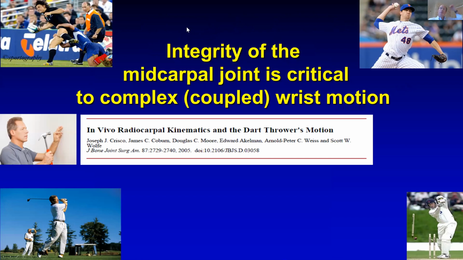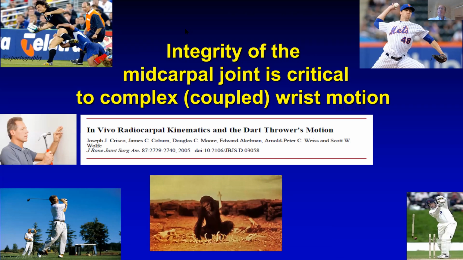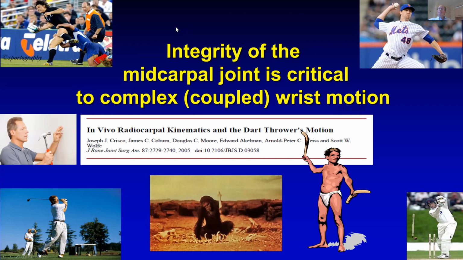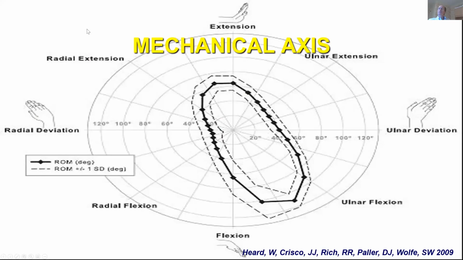And through collaborative work with anthropologist Mary Marzke and colleagues at Arizona State, we proposed that the dart thrower's motion was actually unique to humans and may have conferred a survival advantage to early hominids during the transition from tree-dwelling vegetarians to bipedal carnivores, allowing them to hunt and to protect their young. Further anatomic study on cadaveric wrists demonstrated the physiologic axis of the wrist lies not in the anatomic planes of flexion extension, but rather in an oblique plane from radial extension to ulnar flexion.